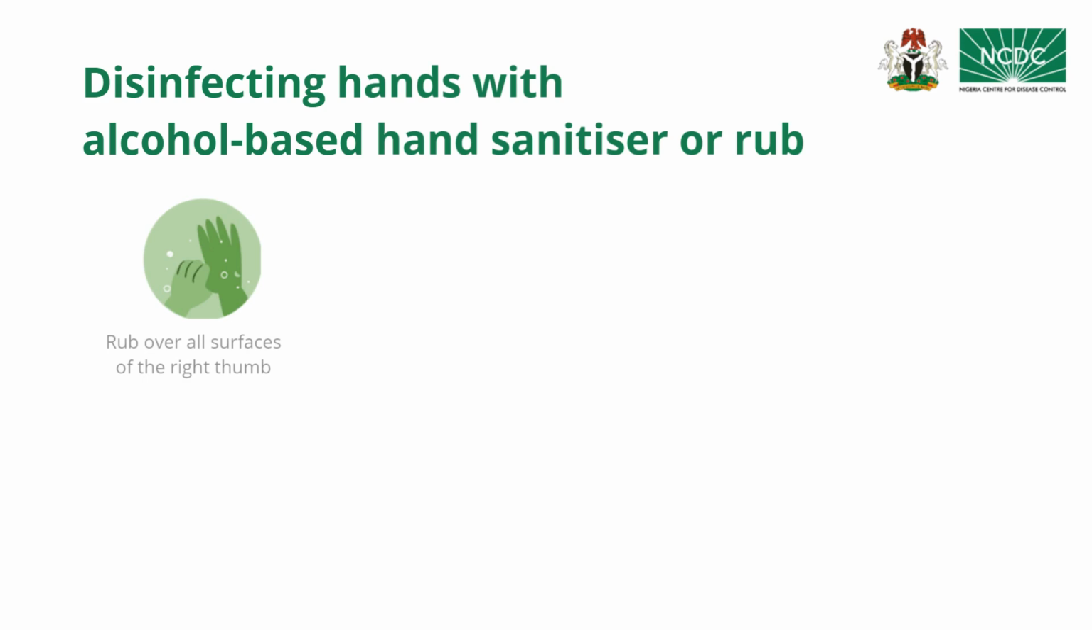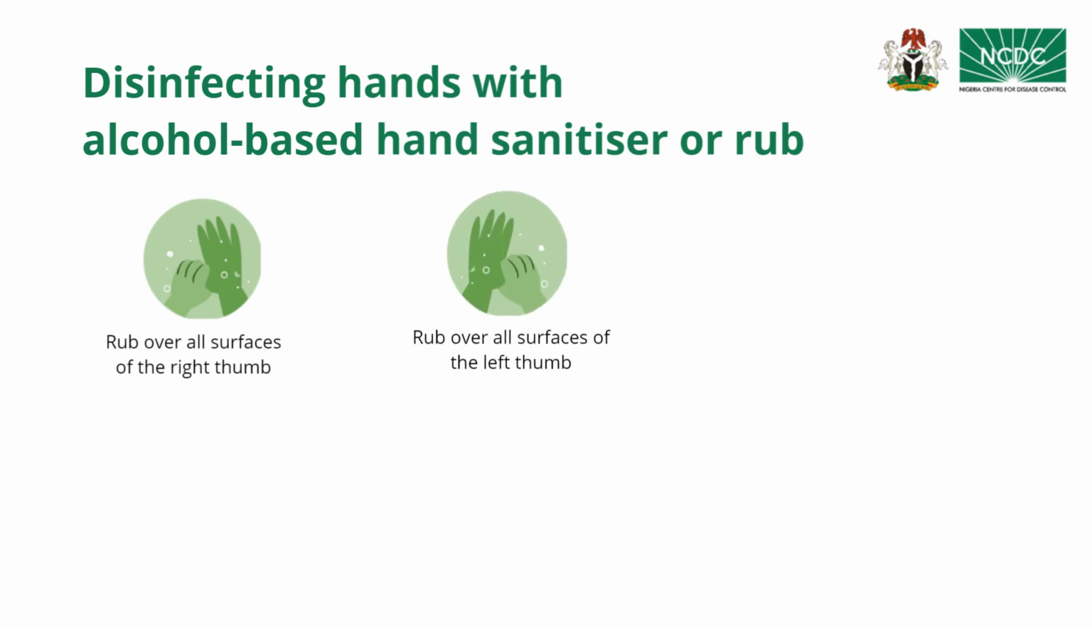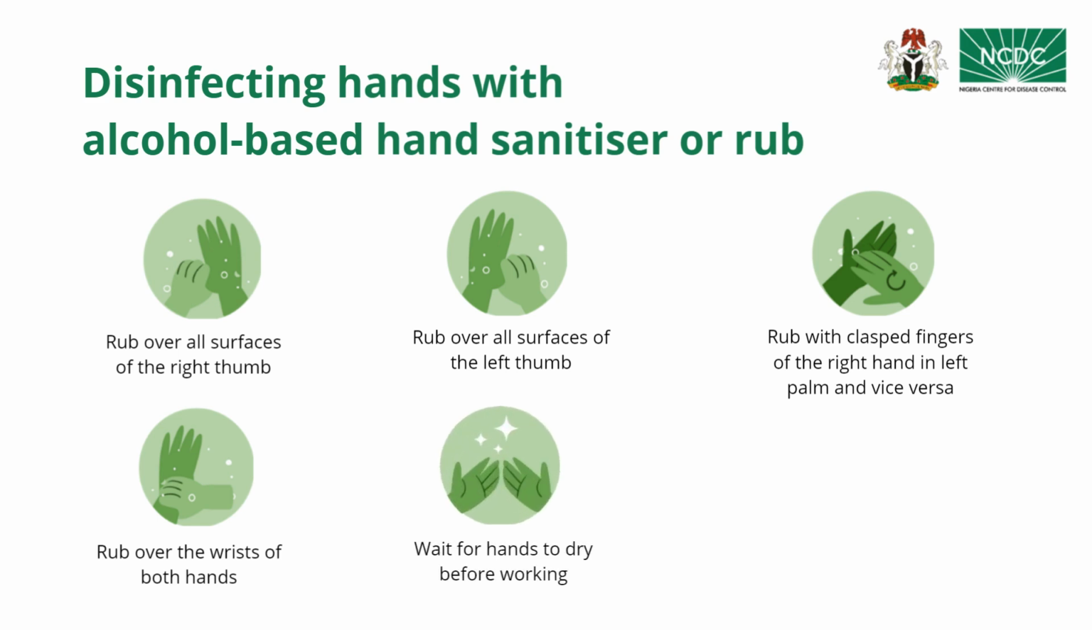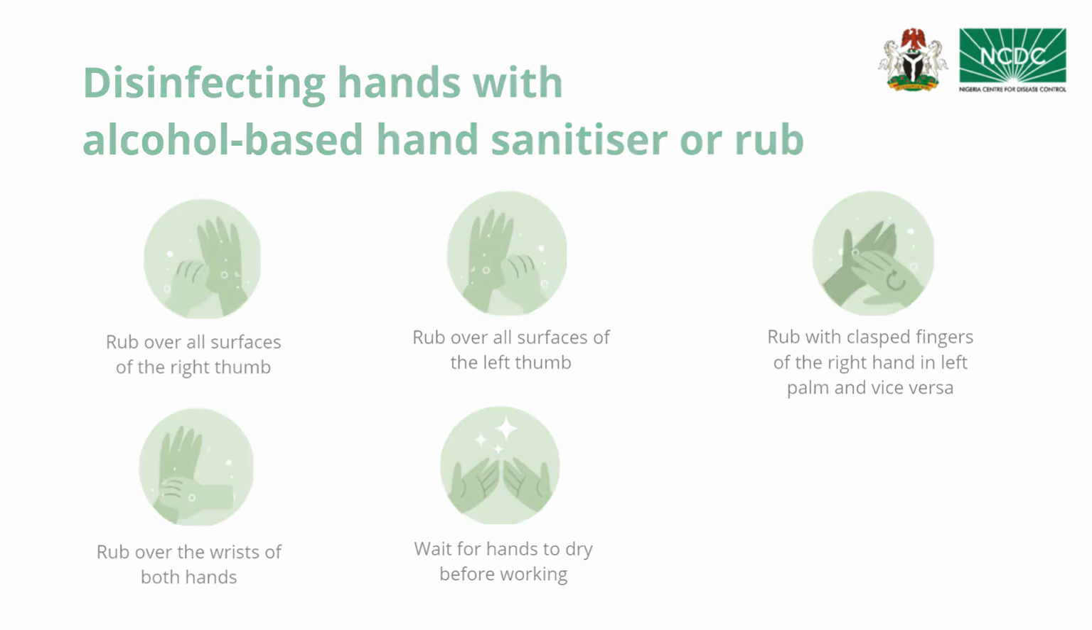Rub over all surfaces of the right thumb. Rub over all surfaces of the left thumb. Rub with clasped fingers of the right hand in left palm and vice versa. Rub over the wrist of both hands. Wait for hands to dry before working. You can also refer to the instructional video on hand hygiene under the materials section for this module.